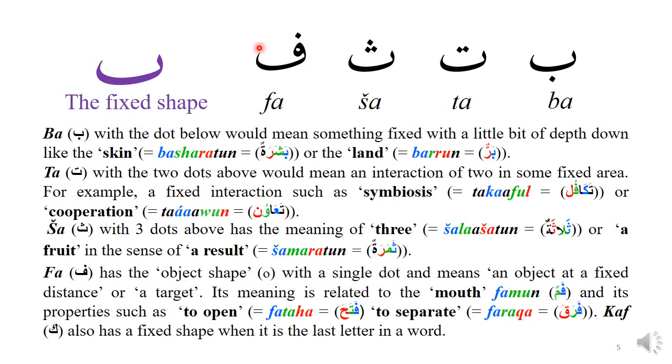The fa has the object shape, so it is related to an object at a fixed distance or a target. This meaning of fa is related to the mouth, which is famun, and its properties, such as to open the mouth, fataha, right, or to separate, faraka, as the two lips separate when you open the mouth. Interestingly, the letter kaf also has a fixed shape when it is the last letter of the word, which I'll discuss later on.